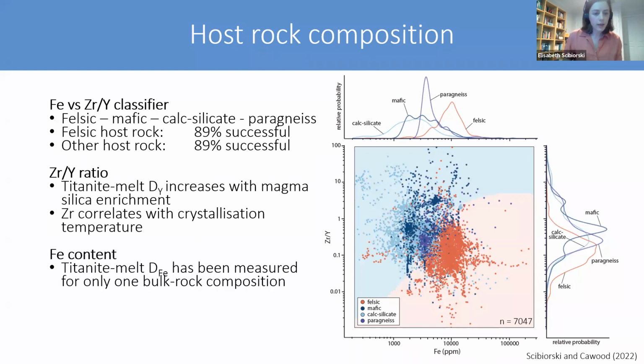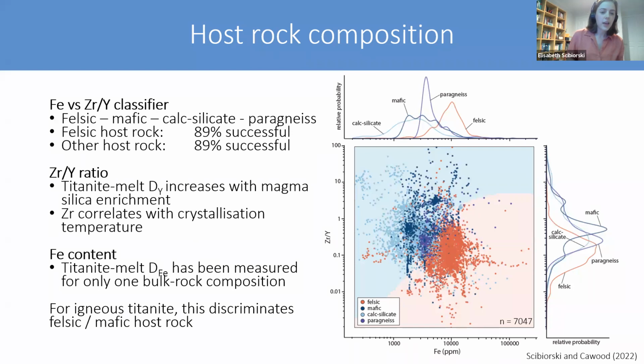As for the iron content, we actually don't really have a good understanding of what controls the iron content of titanite. As far as I'm aware, titanite melt iron distribution coefficients have only been measured for one bulk rock composition. But this is something that really just emerged empirically from the data, and it seems to work. The other thing I want to point out here is that if you know that you've already got an igneous titanite, say you've applied the previous discrimination diagram, you can now basically distinguish felsic from a mafic igneous host rock composition.